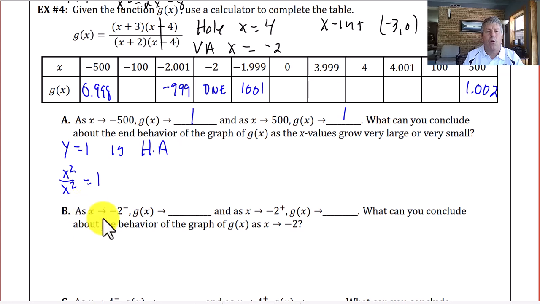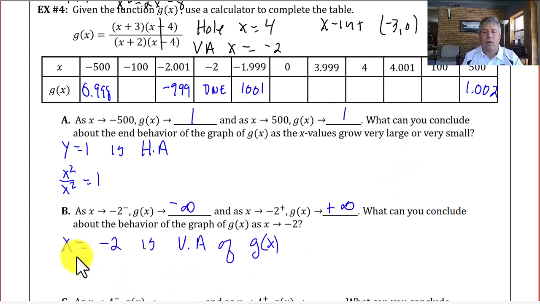Question B says, what happens as x approaches -2 from the left? And -2, remember, was that vertical asymptote. And what happens as we approach -2 from the right? Well, we could look at our graph and see what happens, but I also can see in our chart that when we approach -2 from the left-hand side, we're going to -infinity, and when we approach -2 from the right-hand side, our numbers are getting positive, really big. We're going to +infinity. So then we know x equals -2 is indeed the vertical asymptote of our function g of x.